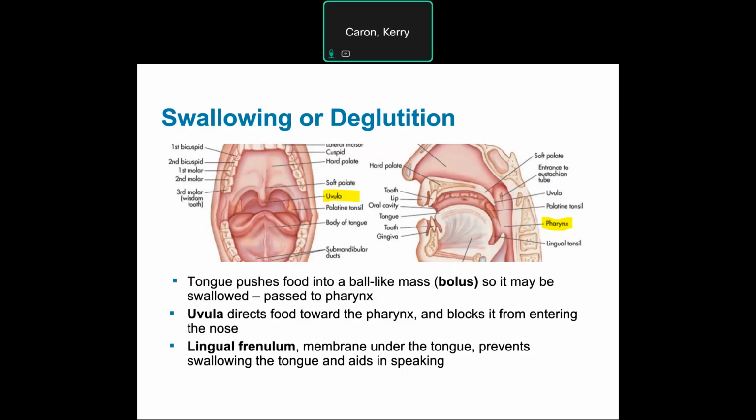The lingual frenulum is a membrane underneath the tongue, and that prevents us from swallowing our tongue. We cannot really swallow our tongue. So underneath the tongue is the frenulum, and if someone says that they're tongue-tied, that means their frenulum is too tight. That membrane holds the tongue in place and prevents us from swallowing it. It also aids us in speaking.